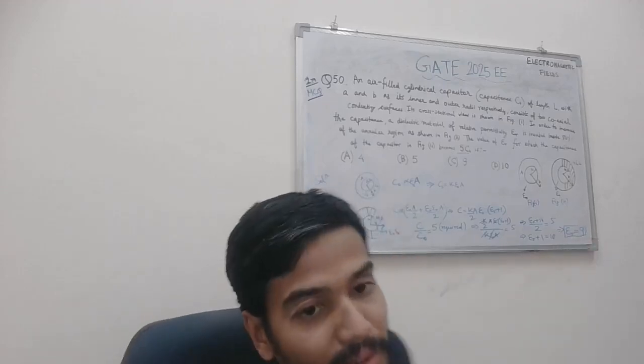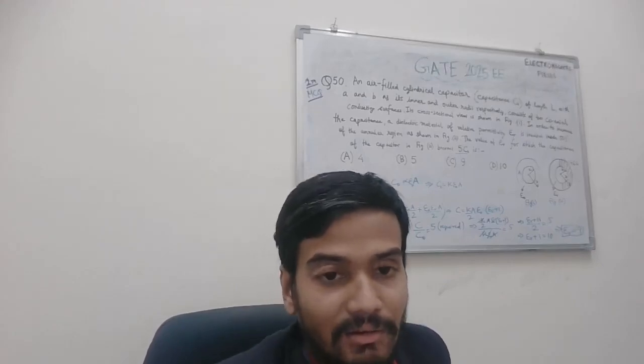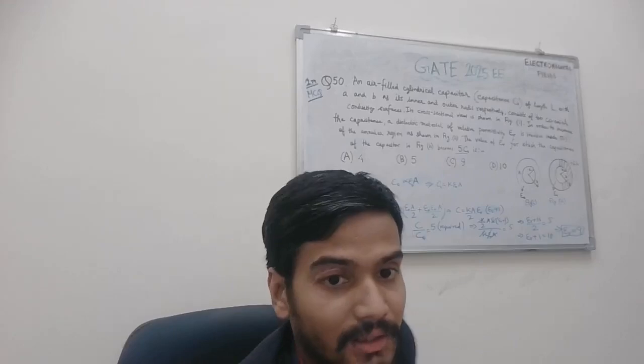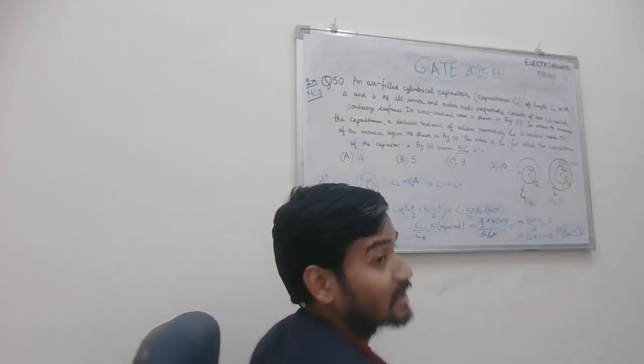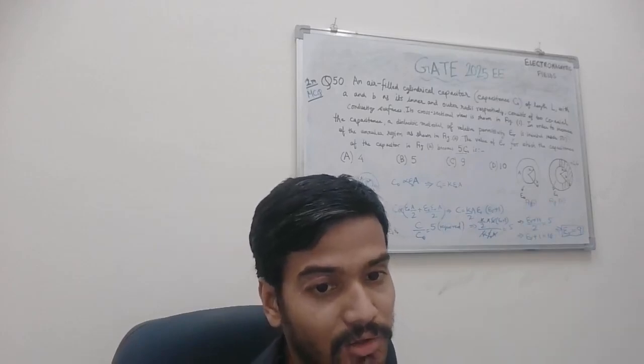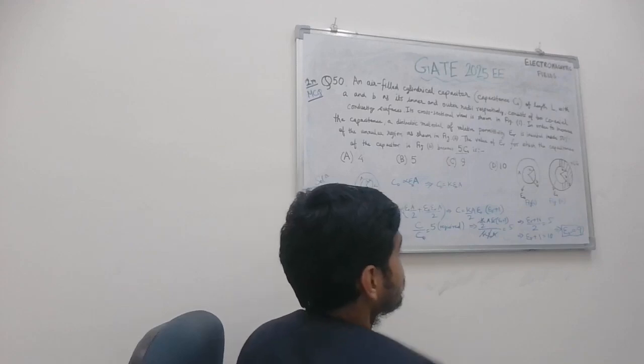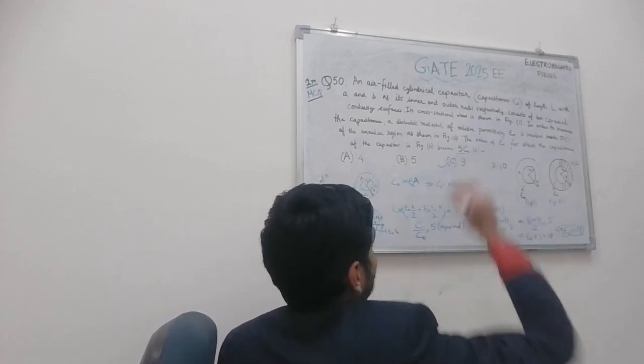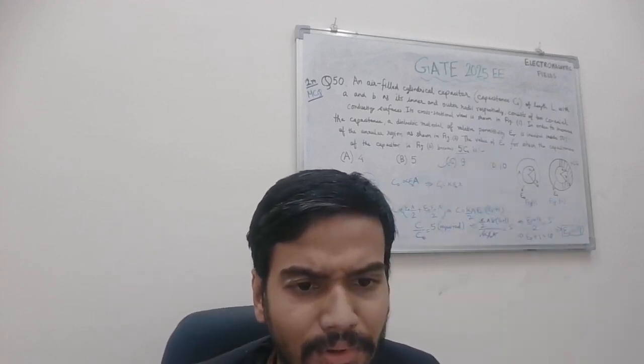So for relative permittivity of 9, epsilon equal to 9, the capacitance of this capacitor after inserting the dielectric material will be 5 C naught. So the correct answer for this question is 9. That is option C. I hope the solution is clear.